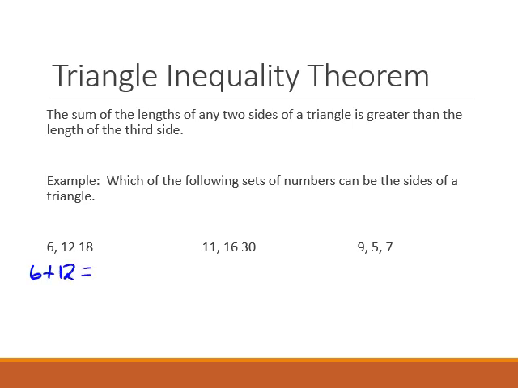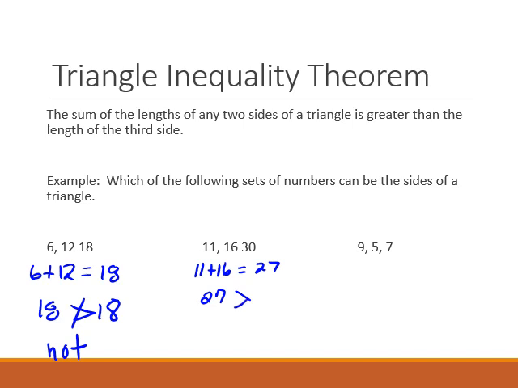So 6 plus 12 equals 18. Okay, and 18 is not bigger than the third side, which is 18. So this is not a triangle. So remember on the board in class, I talked about it falling in on itself, so it's not a triangle. Here, 11 plus 16 is 27, and again, that's not greater than our longest side. So that's not a triangle.